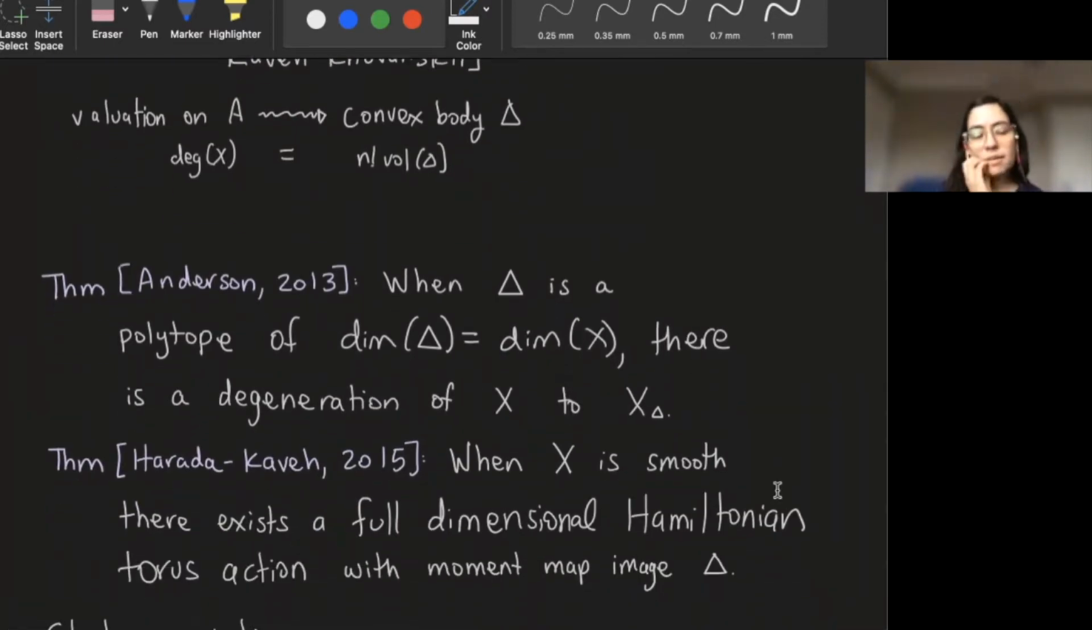And Megumi Harada and Kaveh proved that when you have a smooth variety, then given that you have this degeneration, you can ask is there a symplectic story that you can tell here? And they told a symplectic story. They said that when you have a smooth variety, then you can find a full dimensional Hamiltonian torus action whose moment map image is this Newton-Okounkov body.